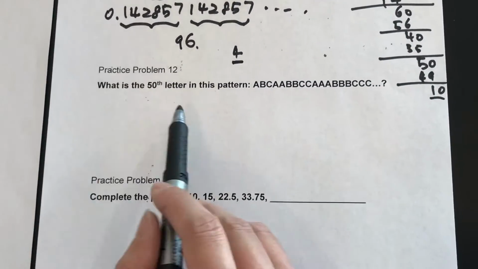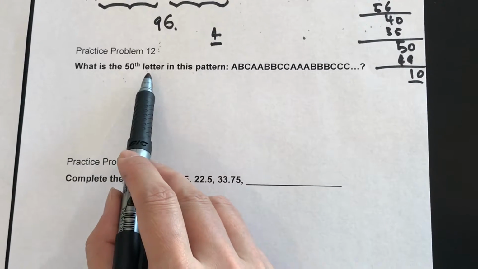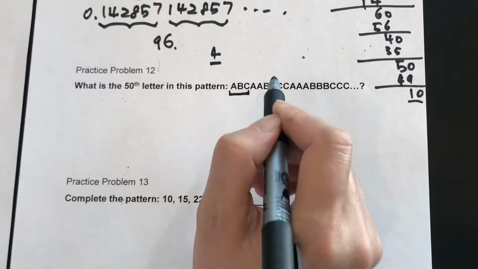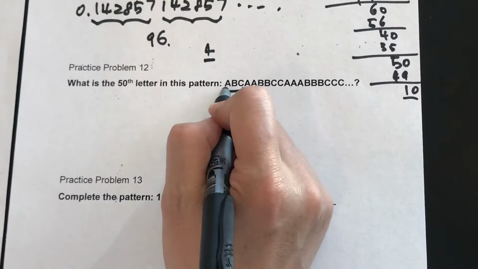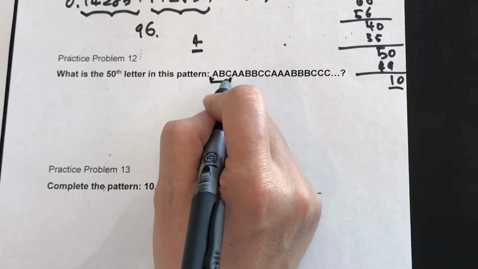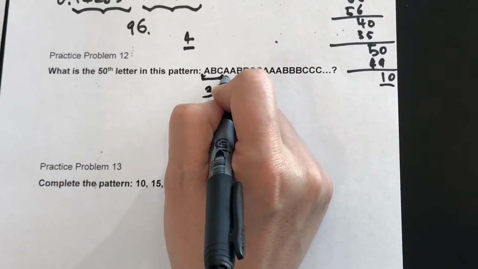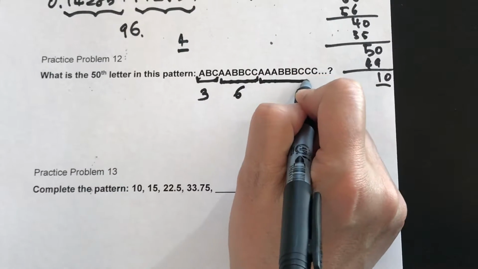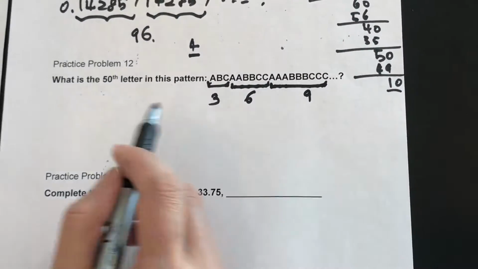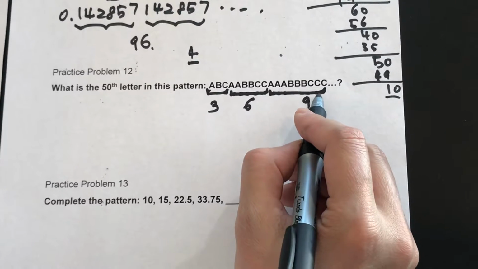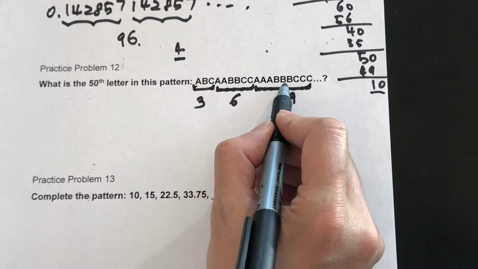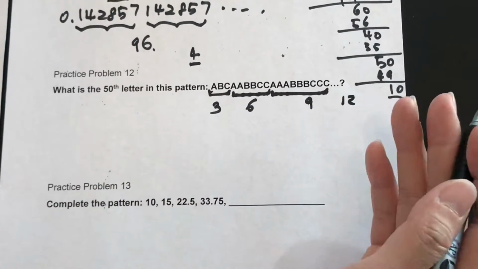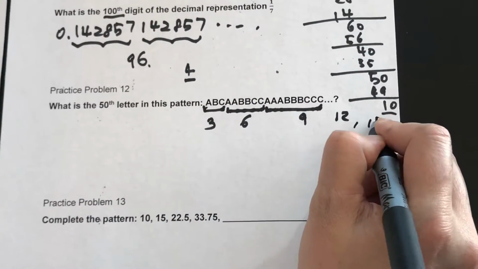Practice problem 12: What is the 50th letter in this pattern? So the pattern is not repeating itself, but it repeats in a regular way. So we have ABC, that's 3 letters. AABBCC, that's 6 letters. AAABBBCCC, that's 9 letters. Okay, we want to find the 50th. You can imagine the next one would be 4 A's, 4 B's, 4 C's, that's 12. And the next one would be 5 A's, 5 B's, 5 C's, that's 15.